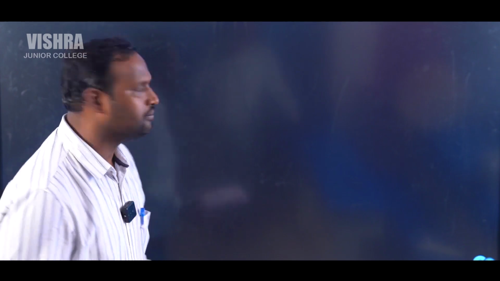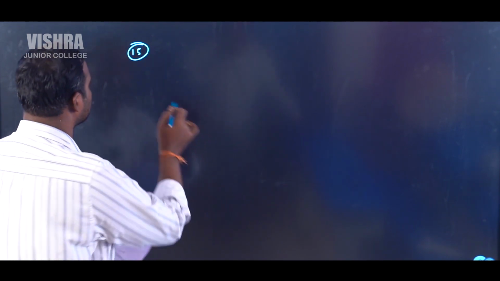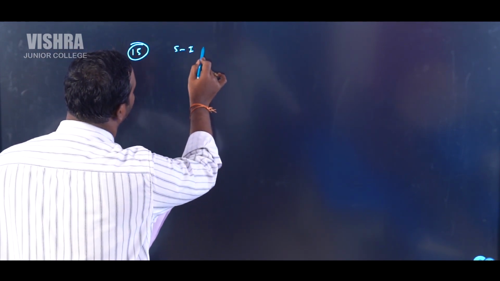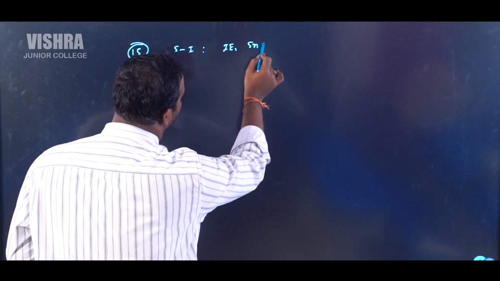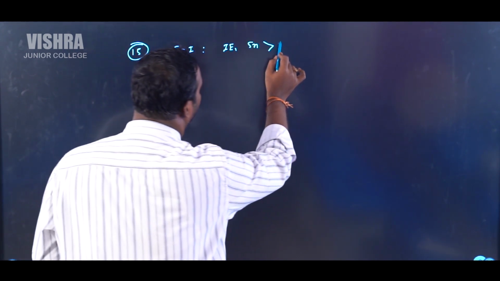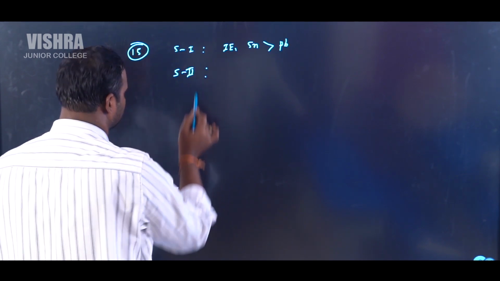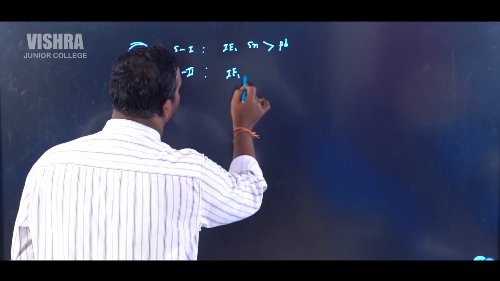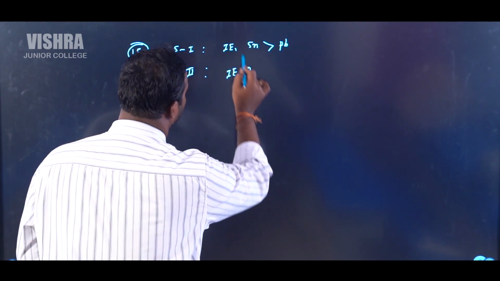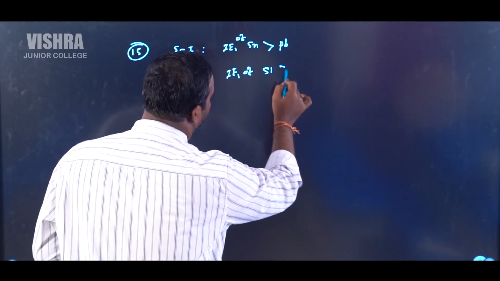Next question number 15. In this case, we are given two statements. Statement 1: IE1 of Sn is greater than IE1 of Pb. Second statement: IE1 of silicon is greater than germanium.